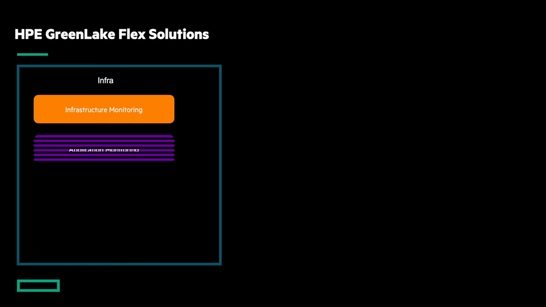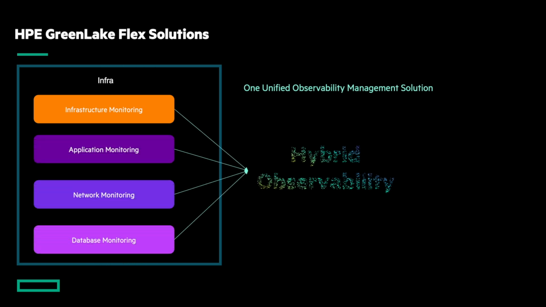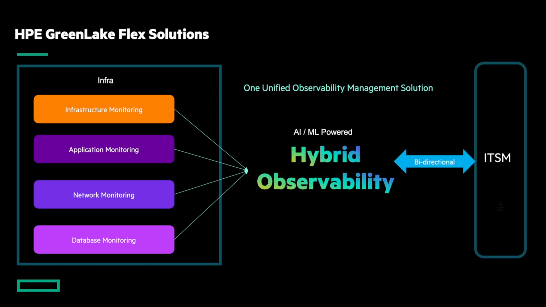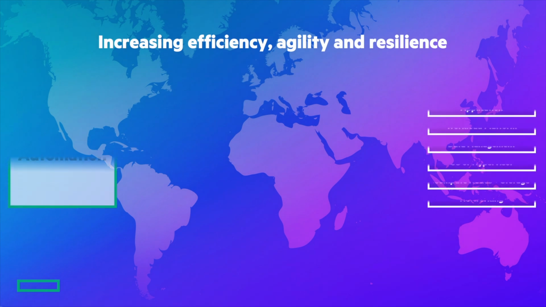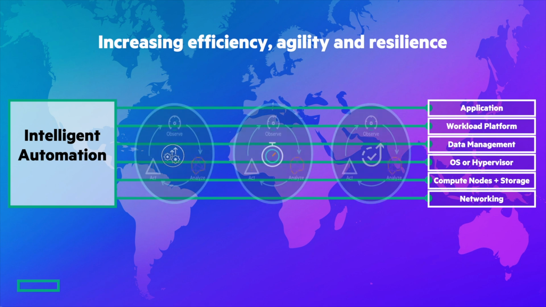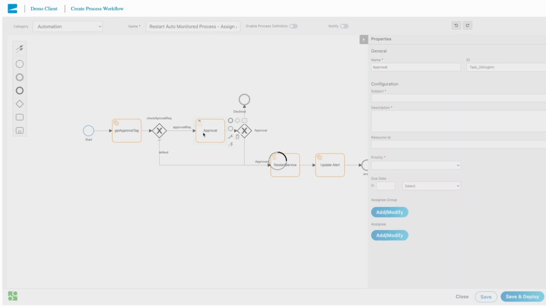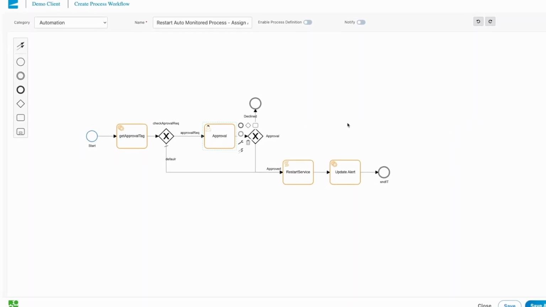With GreenLake Flex Solutions, I can have one unified management platform for my infrastructure, application, database and network monitoring along with multi-cloud monitoring and visibility with AI-powered analytics. With an AI-powered correlation engine, it also provides intelligent automation features to act, predict, and prevent IT operation issues, helping the operation teams to detect and resolve the issues faster.